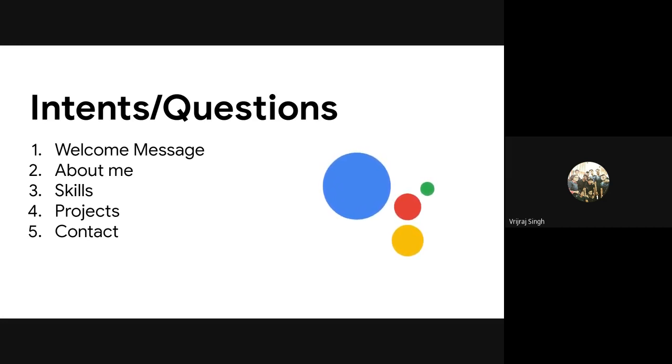And similarly, you can also mention the contact details, like if you want to contact Vrijraj, here are the contact details. So this is a kind of resume or virtual assistant, or maybe we can consider it a bot, that you can create with the help of Google Assistant.